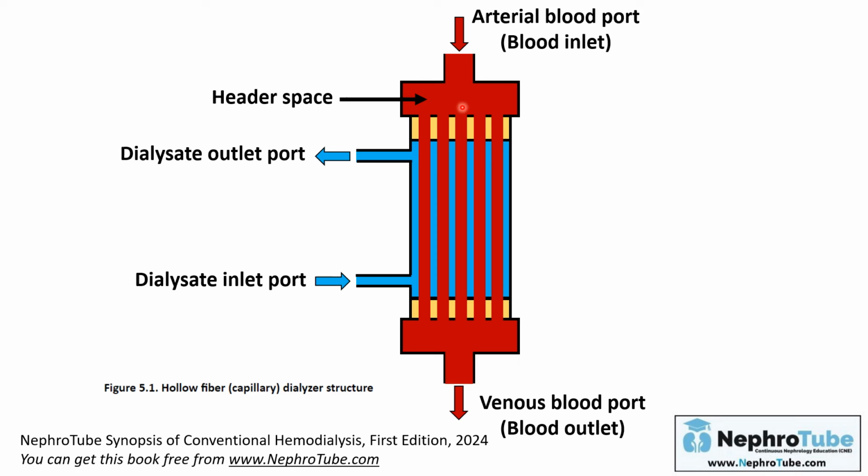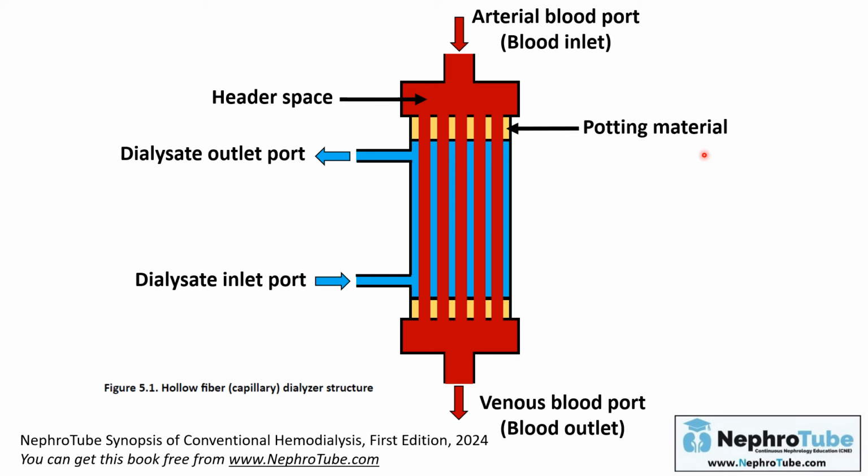This part is called the header space. We have an arterial header space and the venous header space. The arterial header space is near the arterial blood inlet, and the venous header space is near to the venous blood port. Clotting of the dialyzer is common during hemodialysis sessions, but the most common site of clotting is the header space, which is the space between the header and the fibers. So these spaces are very common to be clotted during hemodialysis.